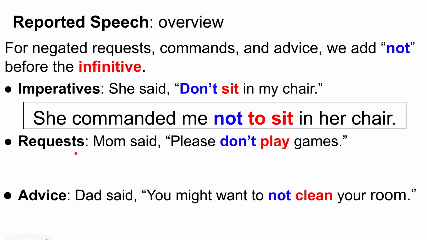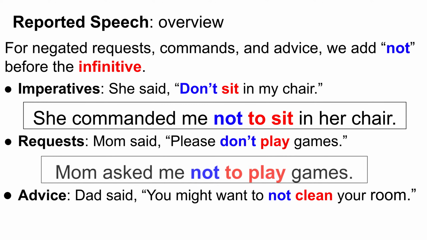Next, for requests, an example. Mom said, please don't play games. Okay, that's a request. Here, the verb is don't play. We can change don't play into not to play. So, for example, mom asked me not to play games.